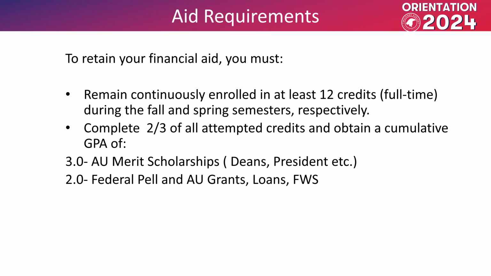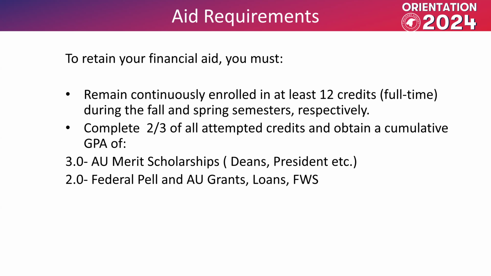All students are required to complete at least 2/3 of all of your attempted credits. That means any credit for which you're enrolled in past the add/drop period, which is the first 2 weeks of the semester. So if you've attempted the class, then it will count in this completion calculation. If you're a recipient of a merit scholarship, a dean's, a presidential scholarship, AU District Scholar, any number of scholarships offered by American University, you must maintain a cumulative GPA of 3.0.